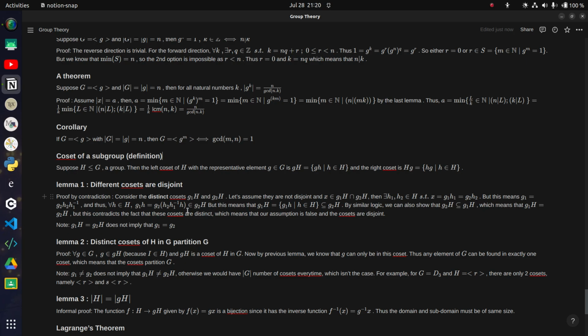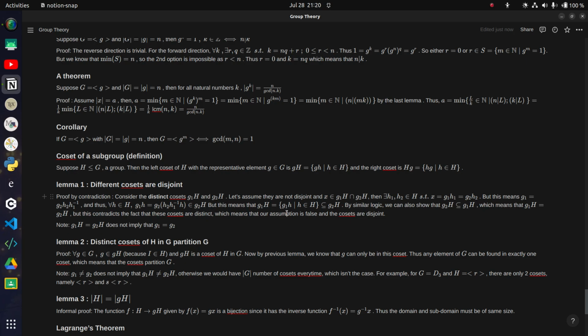But remember that g1H, that coset, was built by this definition. It's all small g1 small h such that small h belongs to capital H. But then every one of these elements belongs to g2H. What does that mean? That just means that g1H is a subset of g2H. But then by similar logic, and by symmetry, you can say that g2H is also a subset of g1H. We could have just switched these subscripts and that would have made sense.